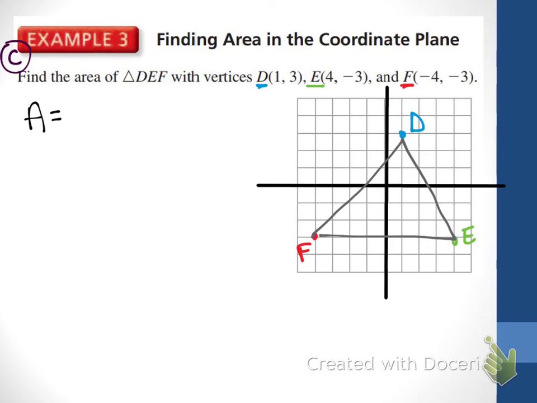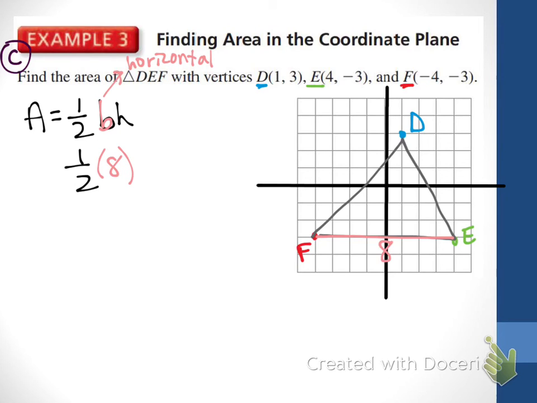What is the area formula for a triangle? 1/2 base times height. So remember, your base is always going to be horizontal. So which of these is the horizontal segment? Correct, EF. So we want to find the length of this side. What do we think? It's 8. Yeah, 4 and 4, so it's 8.